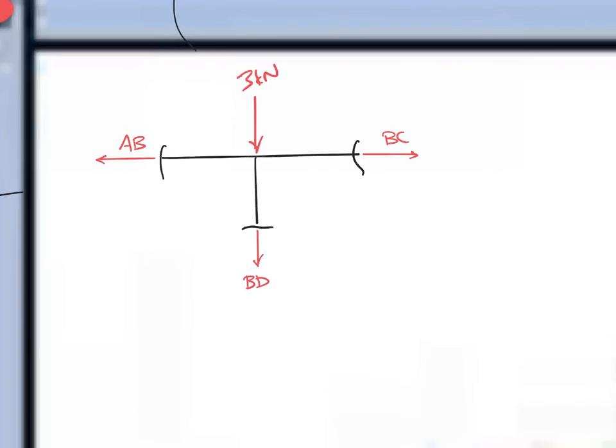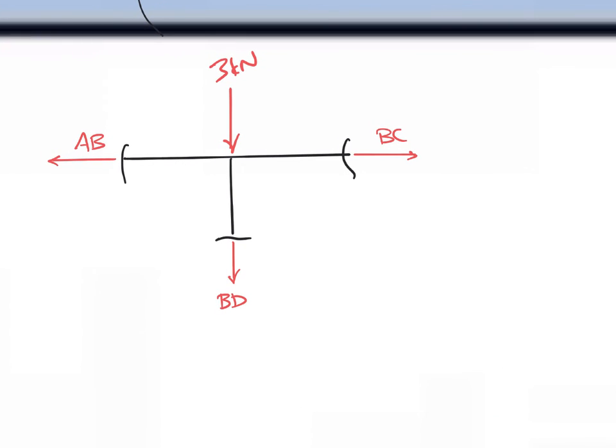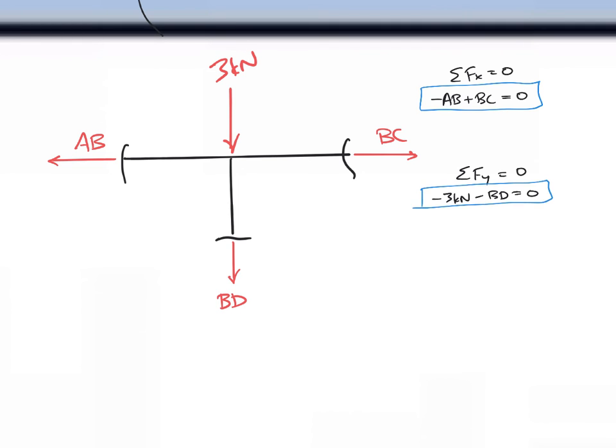Now I'm going to zoom way in. This one's actually pretty nice and easy. There's not a whole lot of thinking to do with this one, because there are no angles. So negative AB plus BC, and this is the one that's worth 3 points right here. Let me go ahead and get the y equation as well. Sum of the forces in the y equals 0. So I've got negative 3 kilonewtons minus BD equals 0. And again, this is the equation that's worth 3 points.